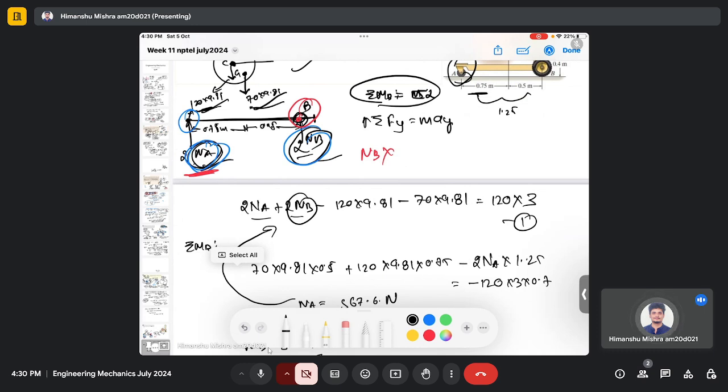Now let's solve a problem where we have to use the relation between moment and angular acceleration, or force and acceleration, and also we need to use the kinematics relation. So we will be using both concepts, kinematics and kinetics, to find the unknown quantities.